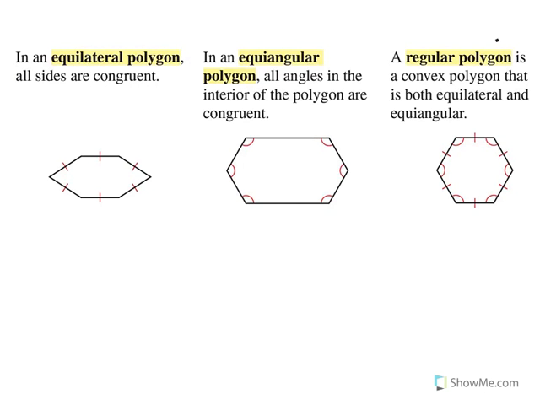In this slide, this is something that you need to have in your notes, so be sure you write it down. We have an equilateral polygon, which tells us that all sides are congruent. We have equiangular, which tells us all angles are congruent on the interior. And then we have a regular polygon, which says both of them. Equilateral tells us that all sides are congruent, just like an equilateral triangle. Equiangular tells us all angles are congruent, and a regular polygon is every time that we have both of them. All angles are the same size and all sides are the same.